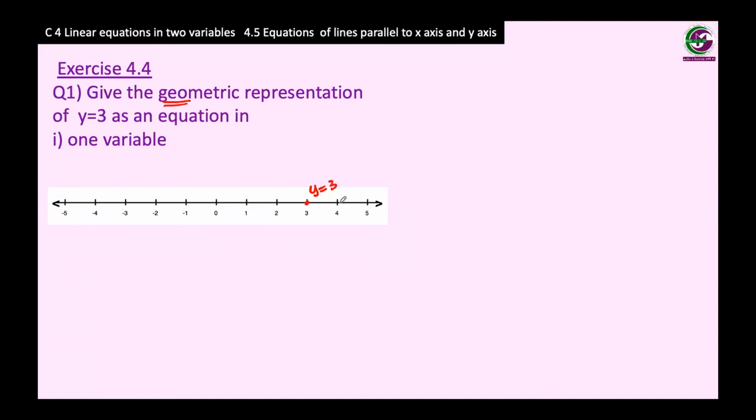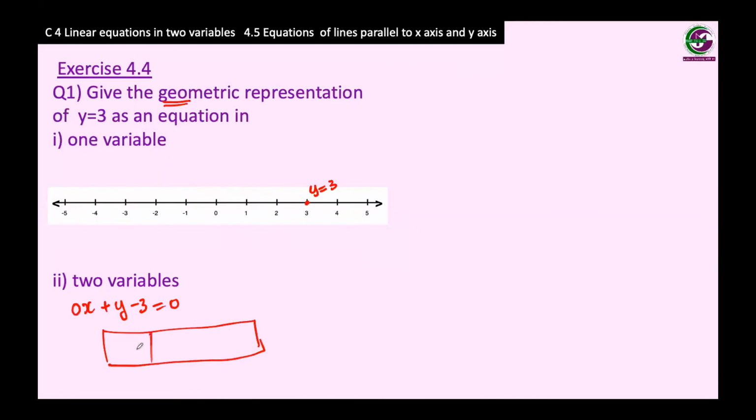Now, how do we represent it using two variables? We don't have x, so we can insert 0x plus y minus 3 is equal to 0. Now, to represent it on a Cartesian plane, we can draw a table, x and y. If x is 0, y will be 3.